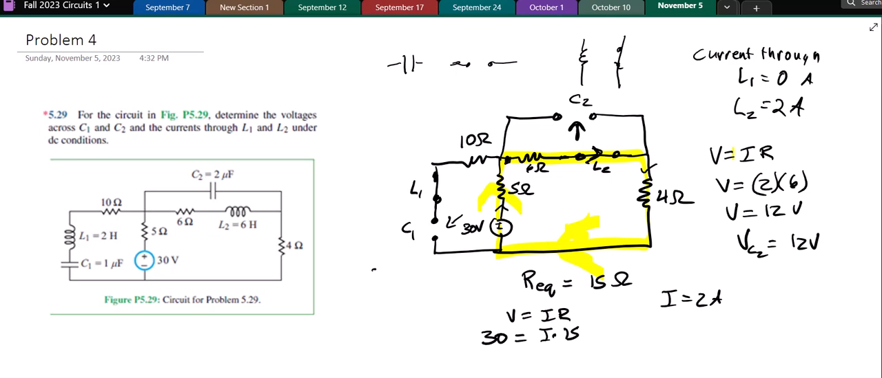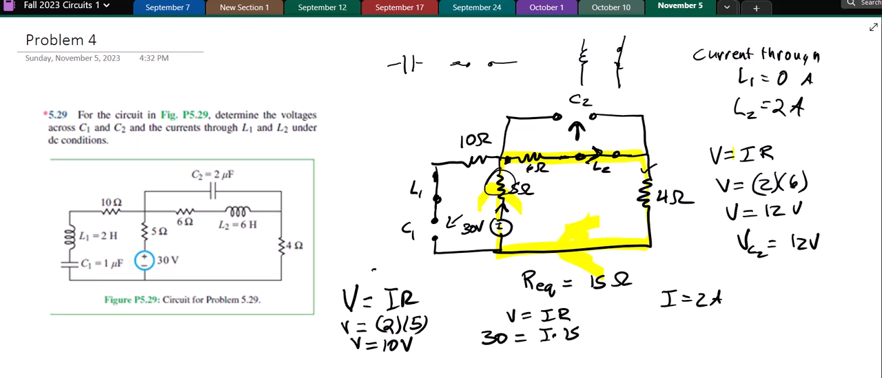And C1 is in parallel with the 5 ohm resistor. So I can do the same thing for that. So V equals IR. So I'm finding the current through the 5 ohm resistor right here, because that 5 ohm resistor is in parallel with C1. Notice this 10 ohm resistor, it's not doing anything because there's no current flowing through it. A resistor with no current flowing through it is not doing anything. It's not changing anything. So the voltage through the 5 ohm resistor, V equals 2 amps times 5 ohms. V equals 10 volts.